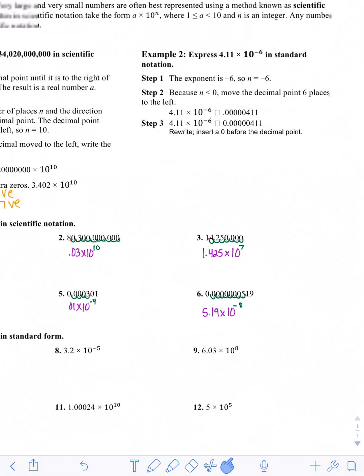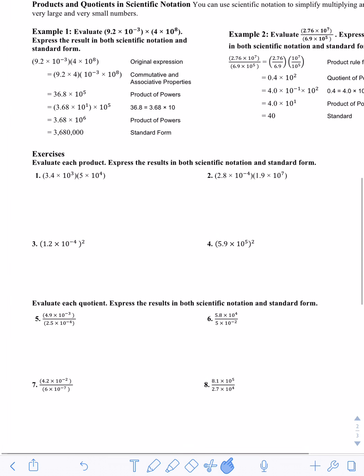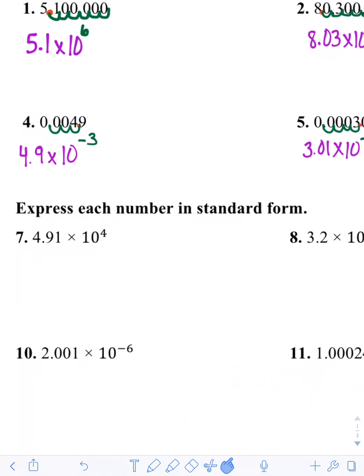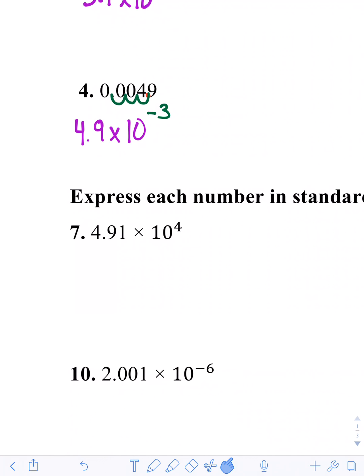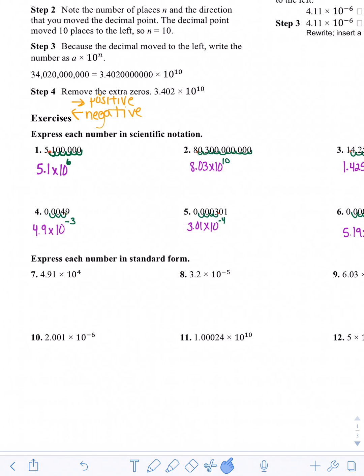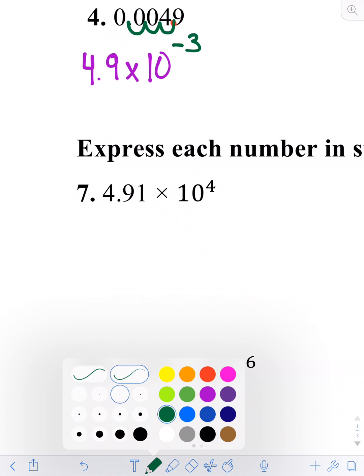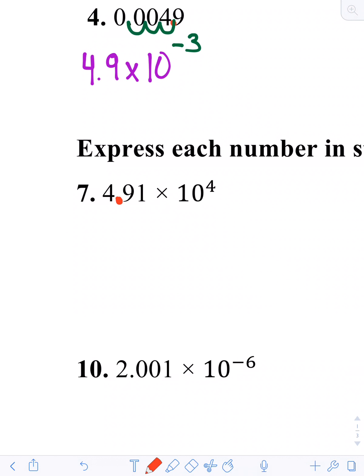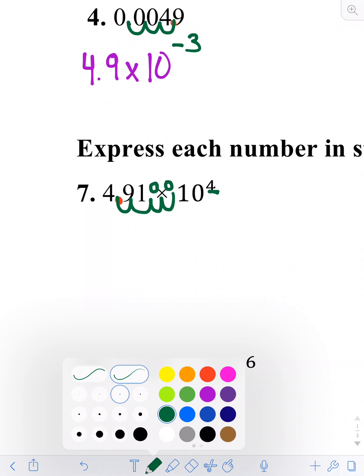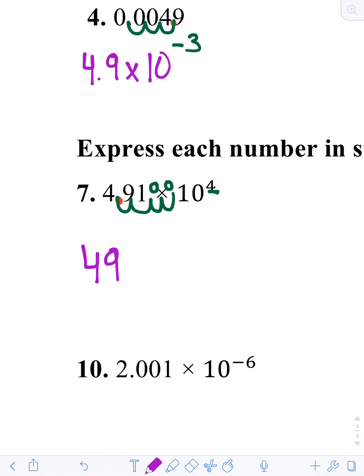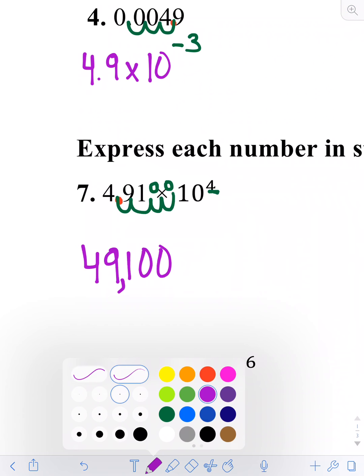All right. Next little section that we're going to do is writing it from scientific notation in standard form. Standard form is just whenever there's numbers. I'm going to draw my decimal, highlight it, right here between the 4 and the 9. Since it's positive, I know my number's going to be big. It says move it over 4 times, so 1, 2, 3, 4. So I know there's zeros right here. I'm going to rewrite my number: 49,100.